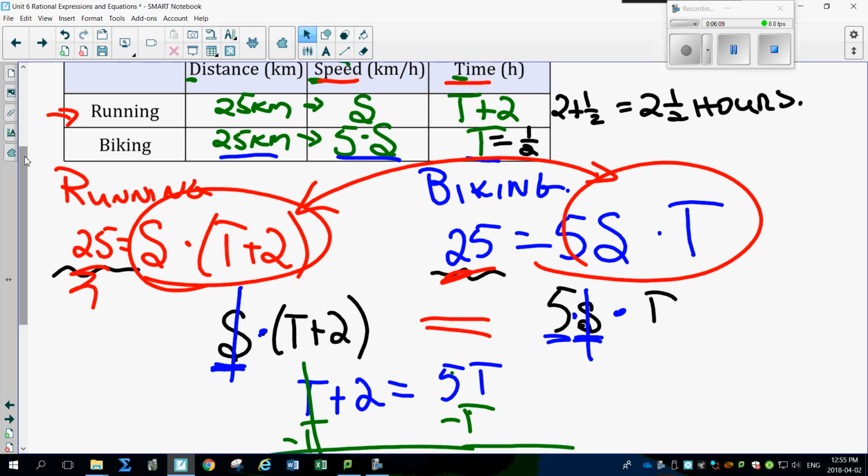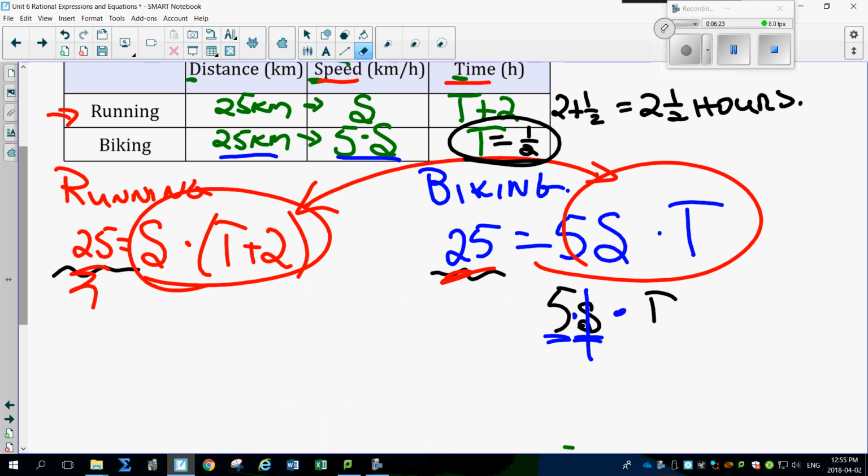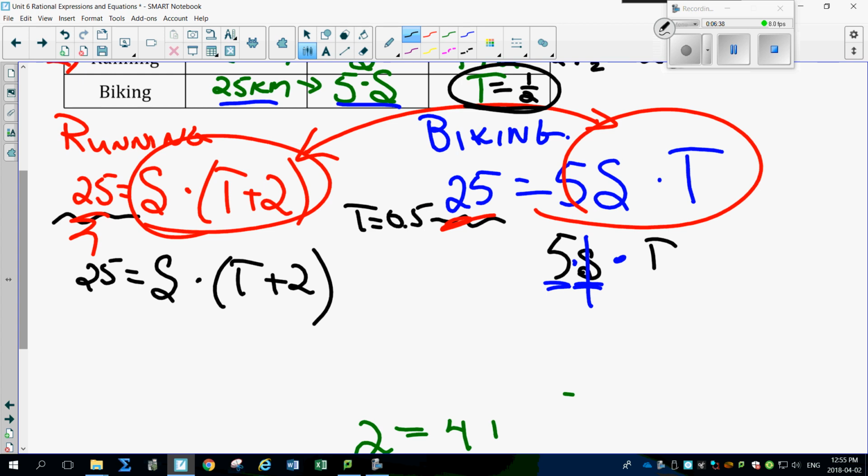But anyways, moving right along, let's find out the speed. Remember, t equals half. So I'm going to go back to this equation right here. Now check this out. We all know, and I'll rewrite it for you, 25 = s times (t + 2). If you know t is half an hour, or t = 0.5, take that 0.5, put it there. So 25 equals s.